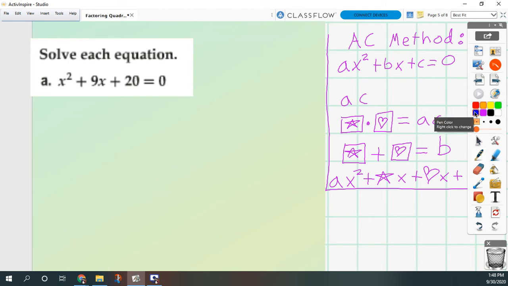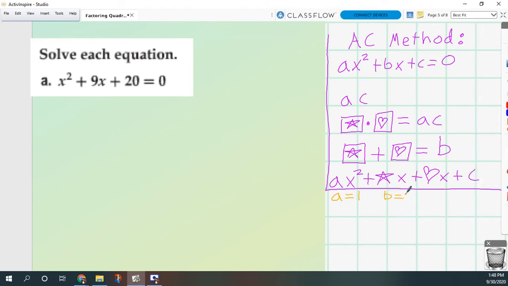So I have x squared plus 9x plus 20. For my example, a equals 1, b equals 9, and c equals 20. This tells us that a times c is 1 times 20, which is 20. So I'm looking for two numbers that multiply together to give me 20, but they also have to add together to give me 9, and they have to be the same two numbers.